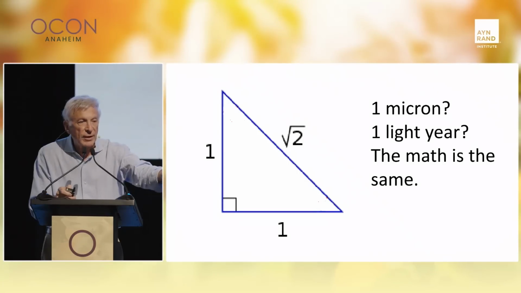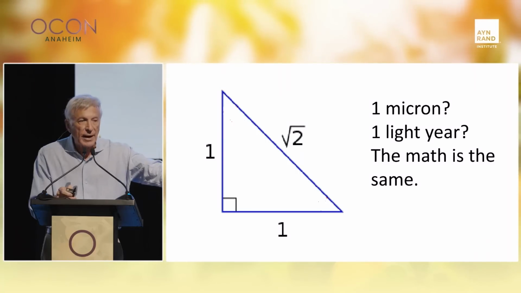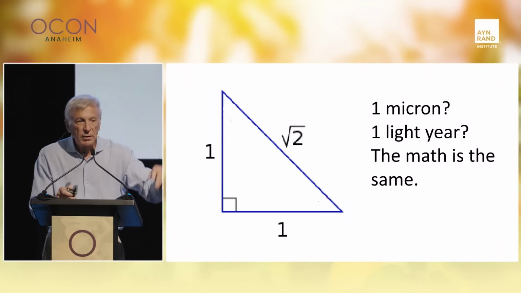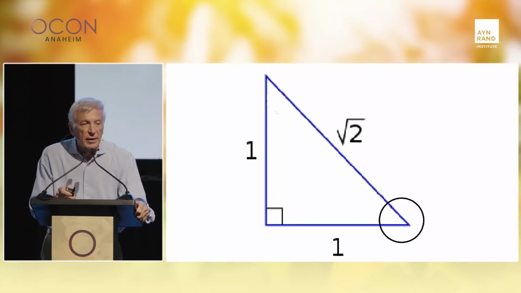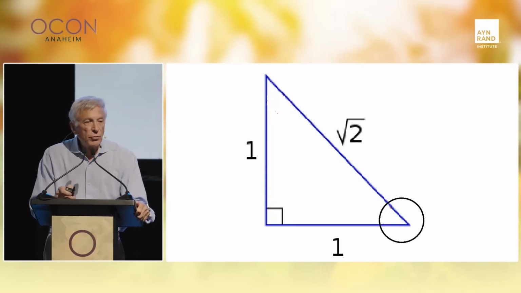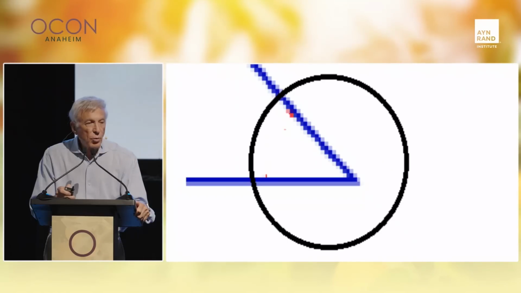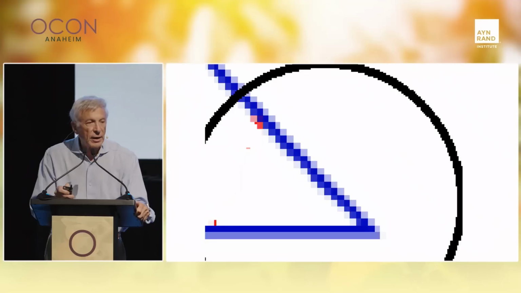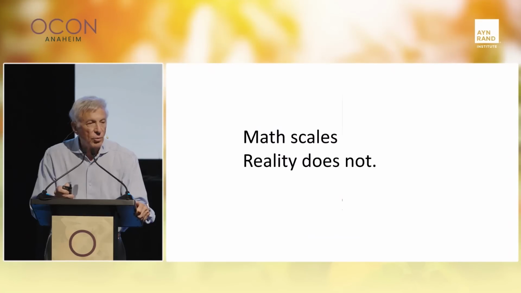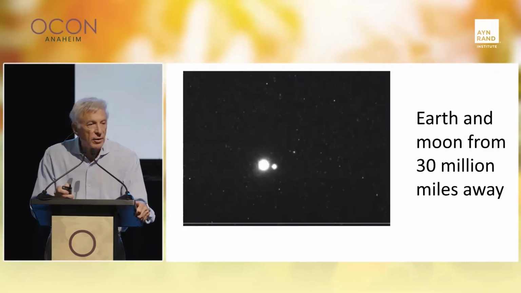So all of the sides could be 1 micron or 1 light year. Doesn't matter for the math. I just said 1. You can write whatever unit you want there. In reality, if you zoom in, look what happens. Oh, it isn't a straight line, and it hasn't got a sharp edge, and that right angle isn't a right angle. Math scales, but reality does not.